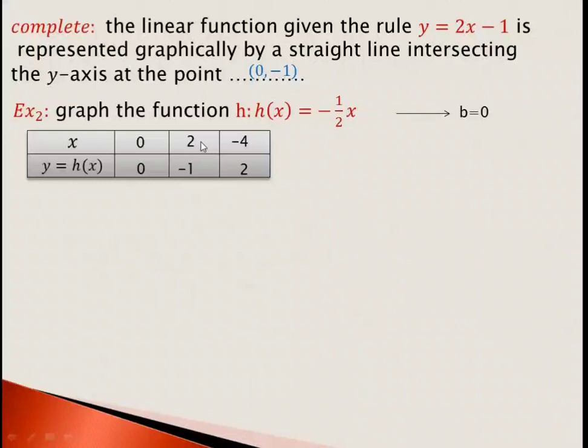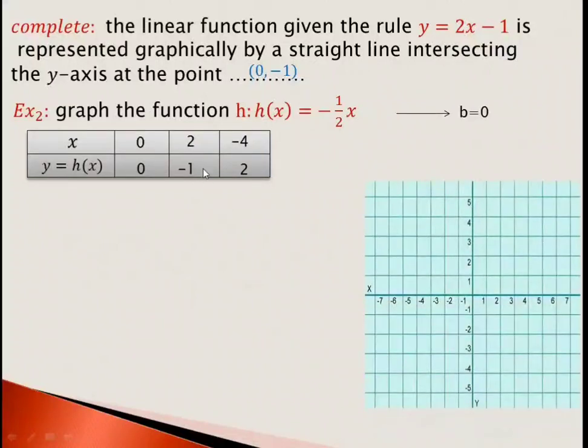And to find the image of the element 2 by using the function rule, we can replace the letter x here by the number 2. It's going to be -half times 2 equals -1. And to find the image of the element -4, we have to replace the letter x by the number -4, and it's going to be -half times -4 equals 2. So the image of -4 is 2.